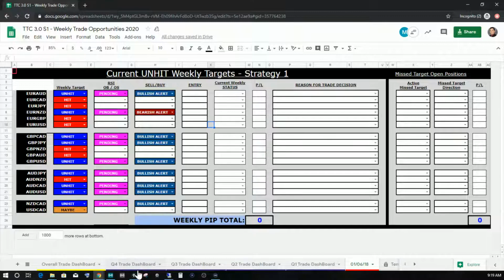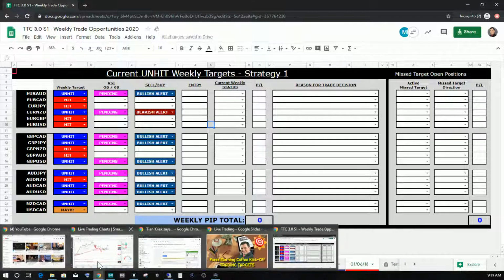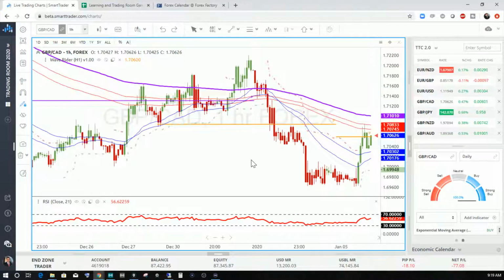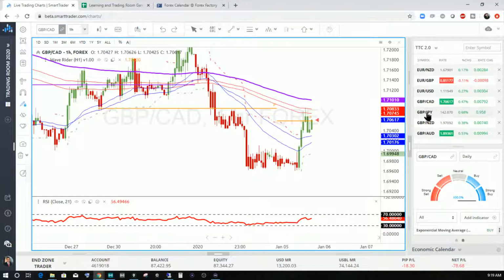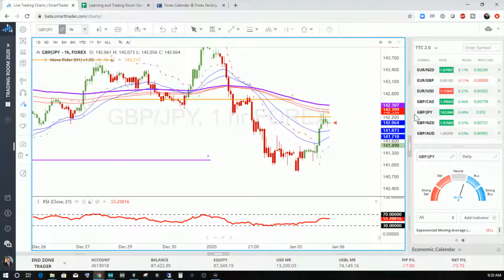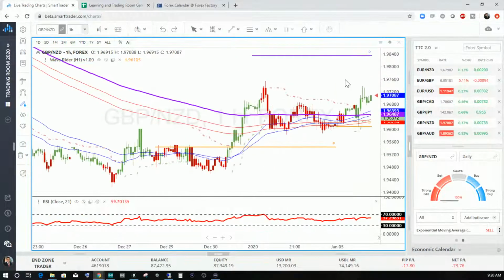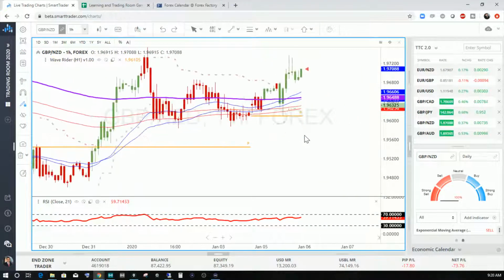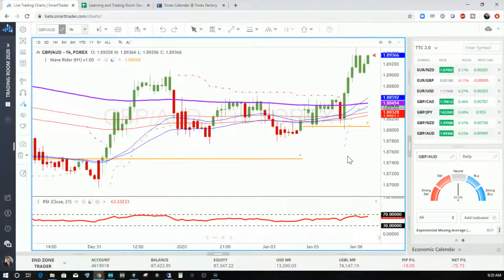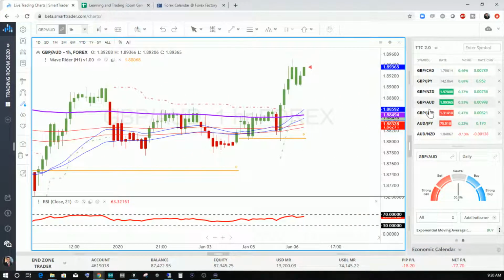All right, let's go to the pound crosses right here. Moving on to the pound crosses, starting with pound CAD. Pound CAD is a hit target, all right? We've got pound JPY, also a hit target this week. Pound New Zealand dollar also is considered a hit target. And pound Aussie was a hit target as well.